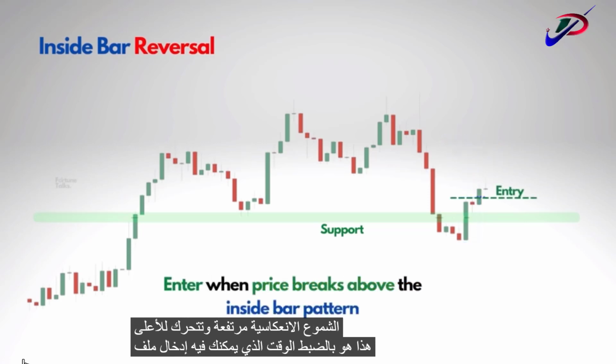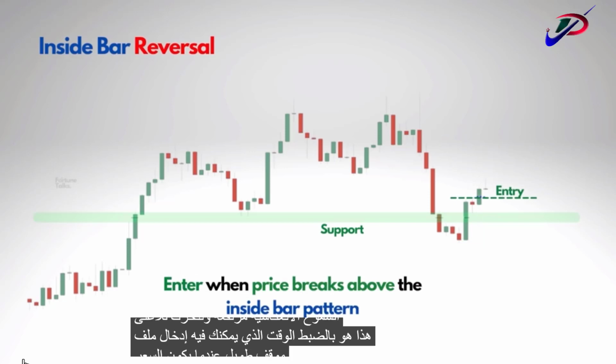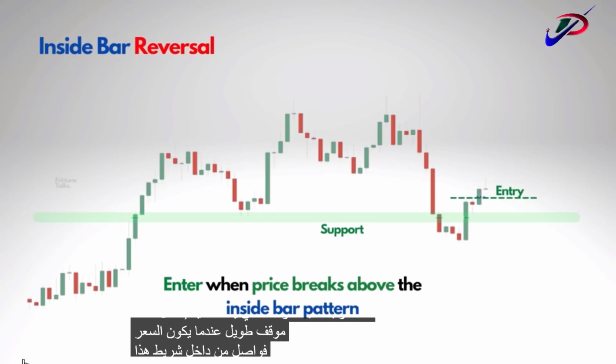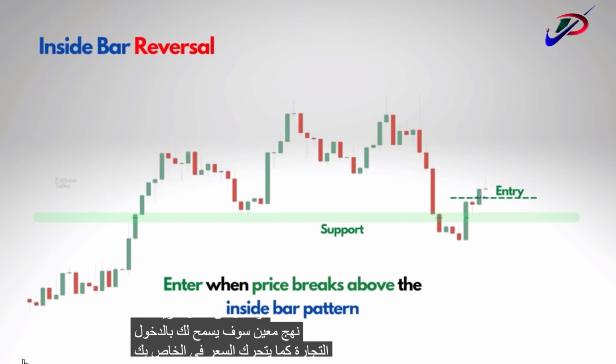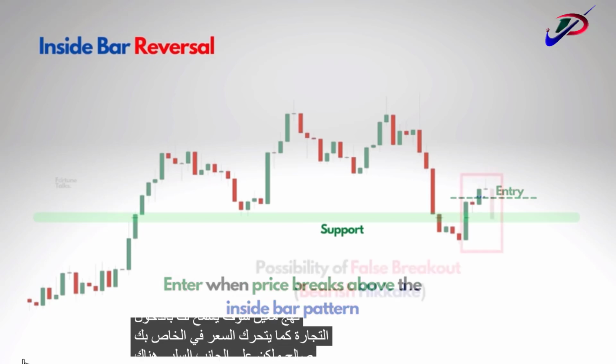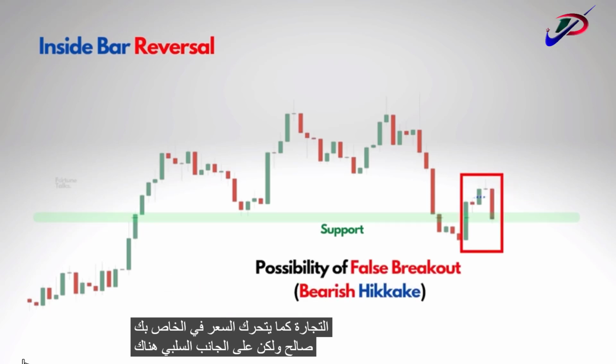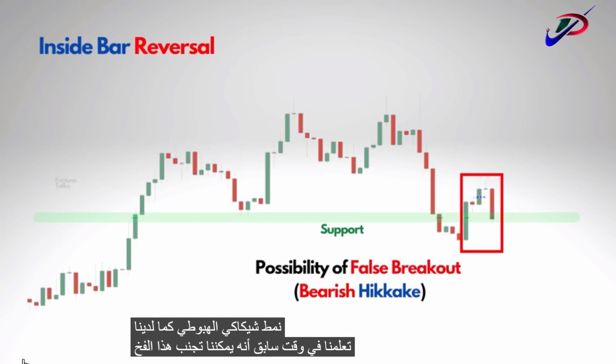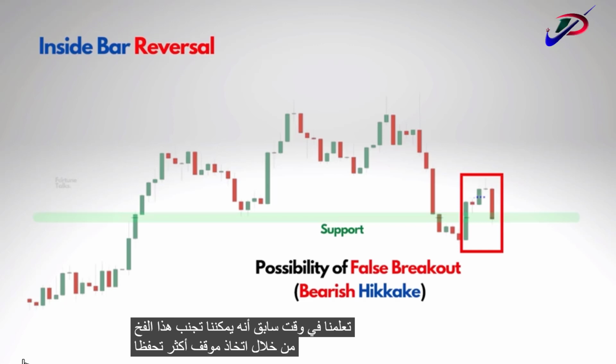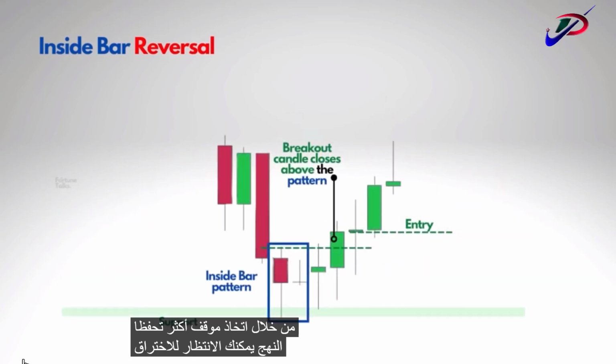This is exactly when you can enter a long position, that is, when the price breaks out of the inside bar. This particular approach will let you enter the trade as the price moves in your favor. But on the downside, there is a possibility of a false breakout due to a bearish Hikkake pattern, as we have learned earlier. You can avoid this trap by taking a more conservative approach. You can wait for the breakout candle to close and enter on the very next candle if the breakout candle managed to close above the reversal candle high.